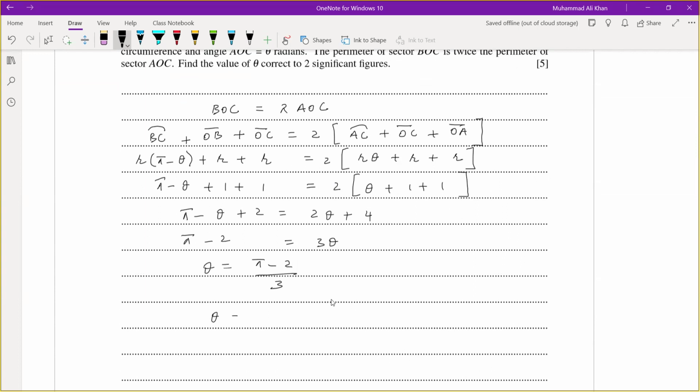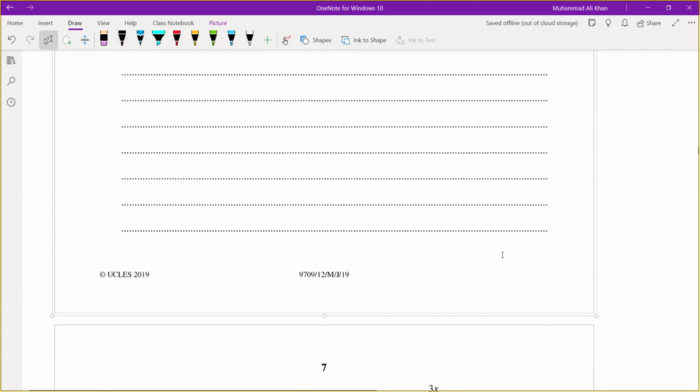And according to your calculator, the answer will be 0.381. We need to calculate the value of theta up to 2 significant figures. So we can also write it as 0.38 up to 2 significant figures, right? Now, moving ahead.